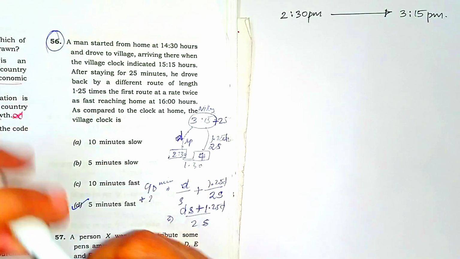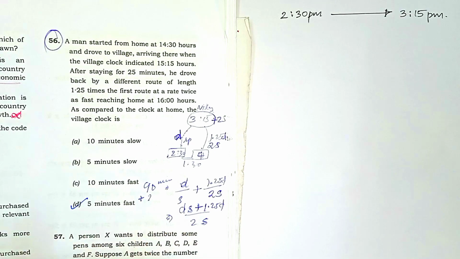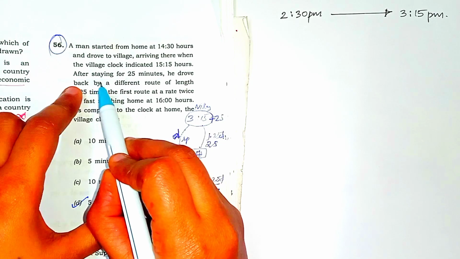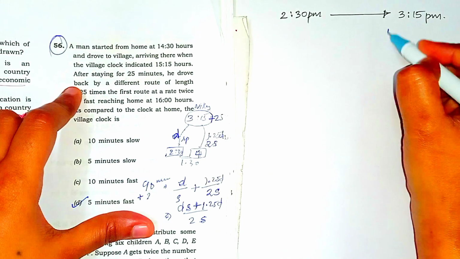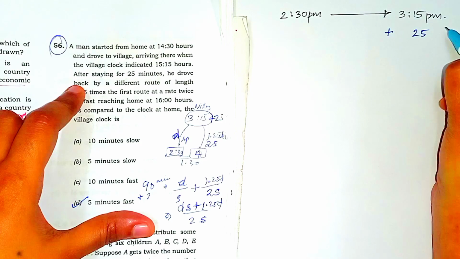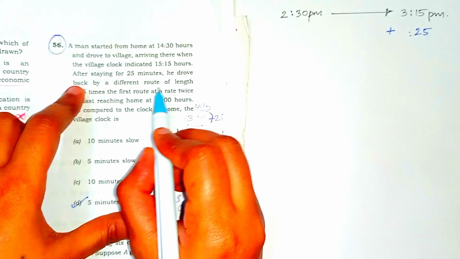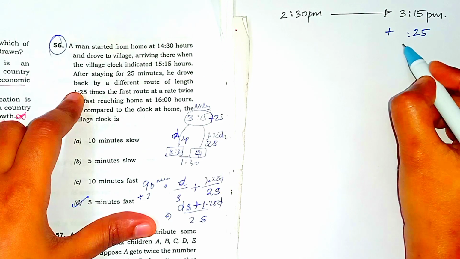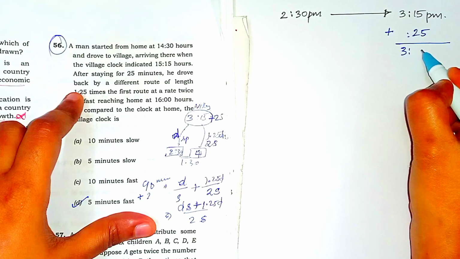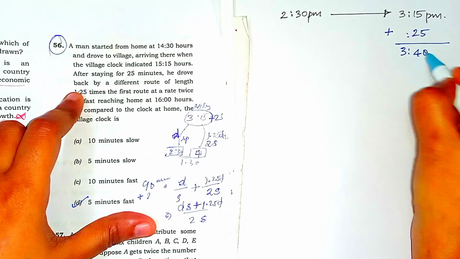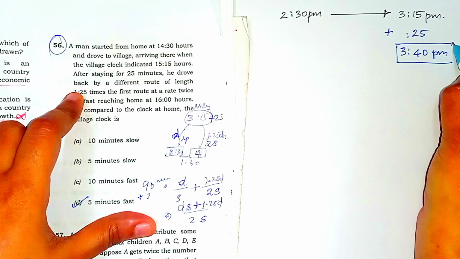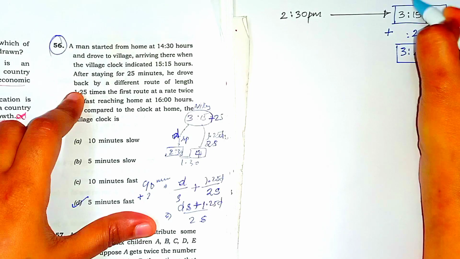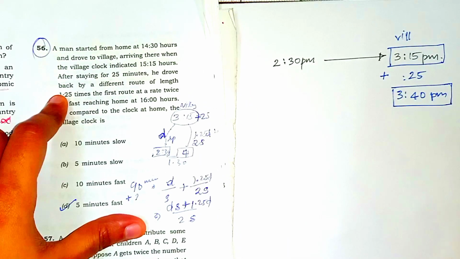So the next information is regarding his stay and return journey. The question is stating that after staying for 25 minutes, so he is staying there for 25 minutes, and then he drove back by a different route. So after 25 minutes it would be around say 3:40 p.m., staying there for 25 minutes. This I'm talking about the village clock.